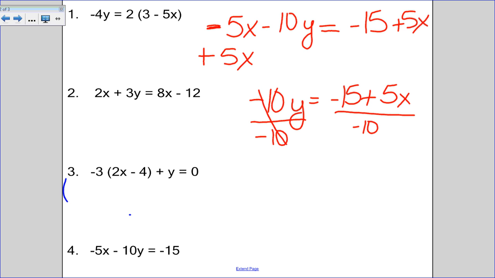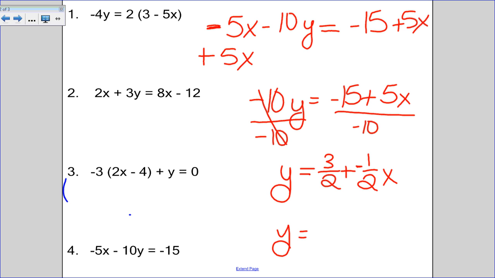Okay? And negative 10 divided by negative 10 cancels, and we're left with y equals negative 15 divided by negative 10, that's 3 halves, plus 5 divided by negative 10 is negative 1/2 x. Should we rearrange these so we can see them in y equals mx plus b? I think that wouldn't be a bad idea, okay? Y equals negative 1/2 x, we put our x term first, plus 3 halves. And now we can see our m and our b.